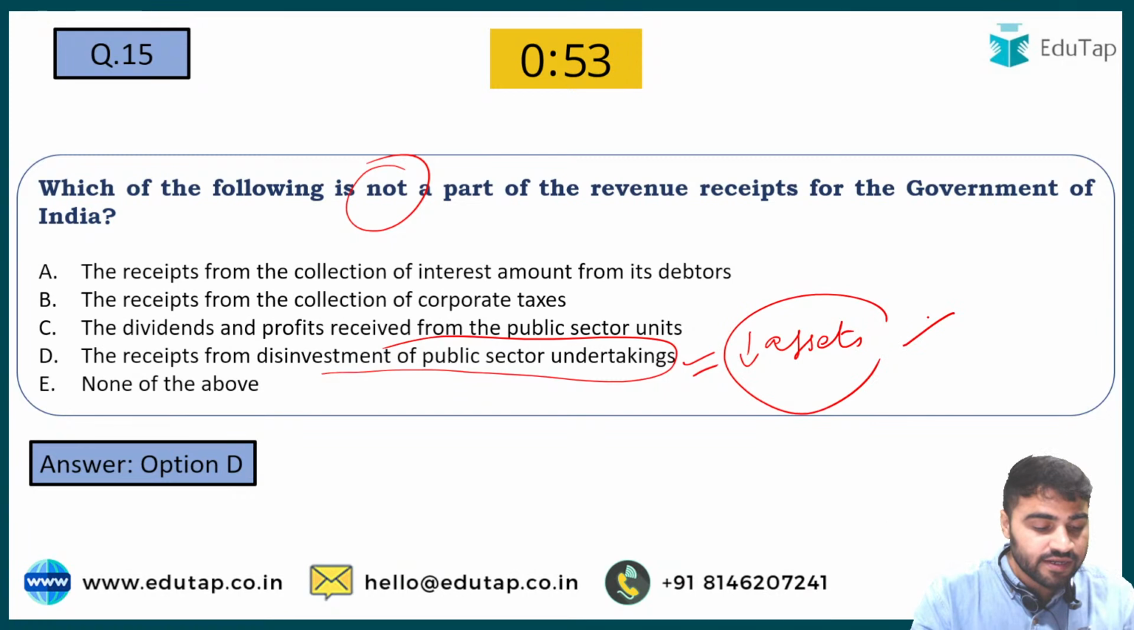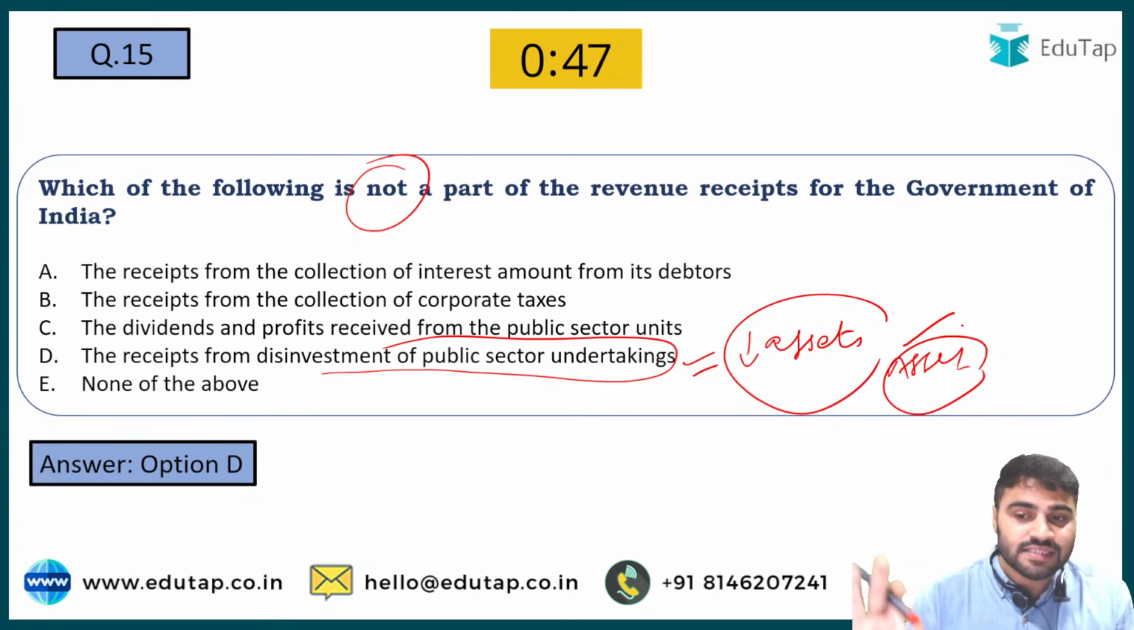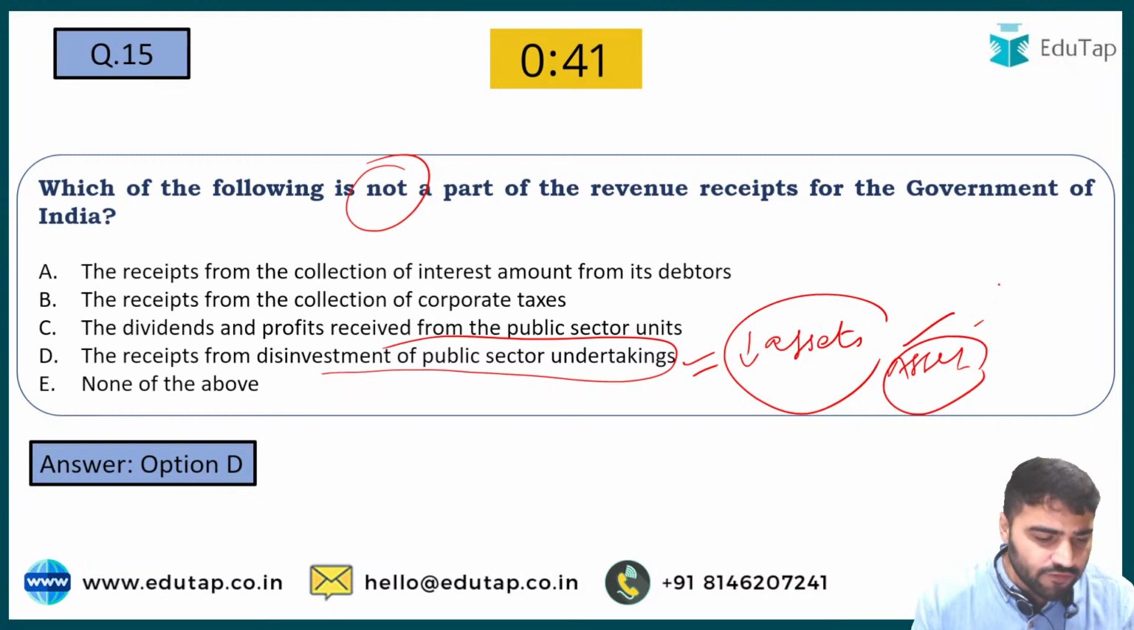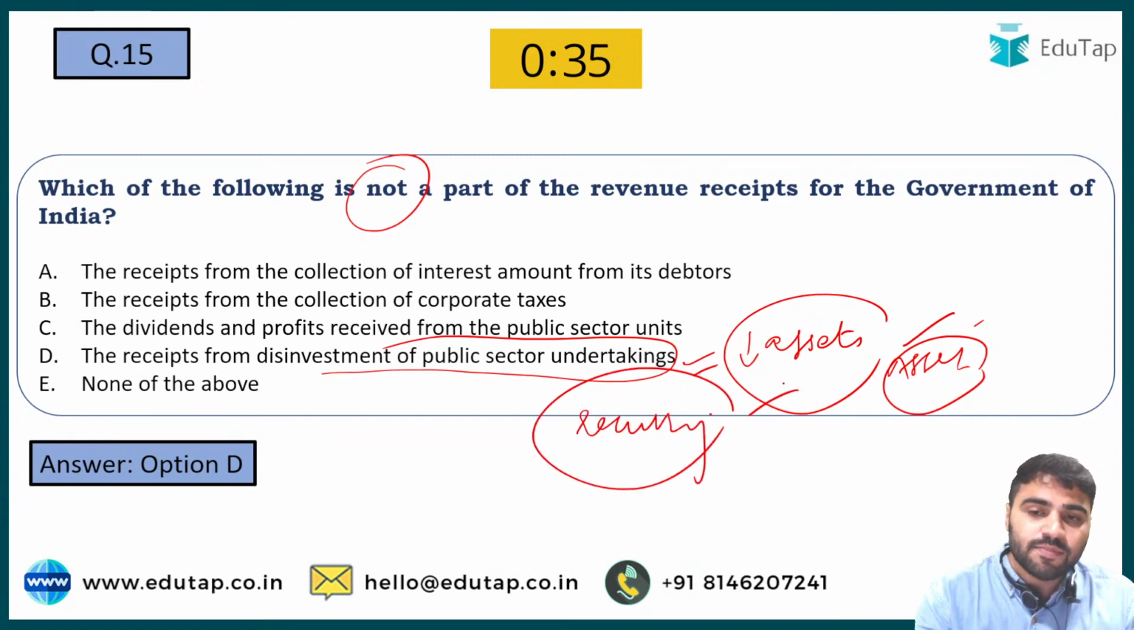We have just read, right? Whenever there is a change in asset or liability, that would be part of capital receipt or expenditure, as the case may be, right? And whenever there is a recurring expenditure or receipt, that would be part of revenue receipt and revenue expenditure, as the case may be, right? So this is the simple formula, the simple logic that you can apply while solving questions related to revenue or capital receipts or expenditure.